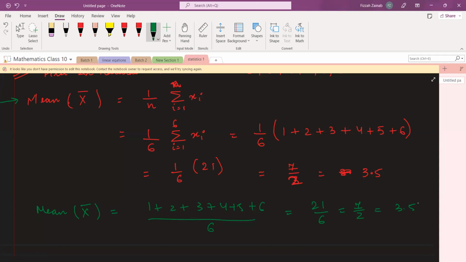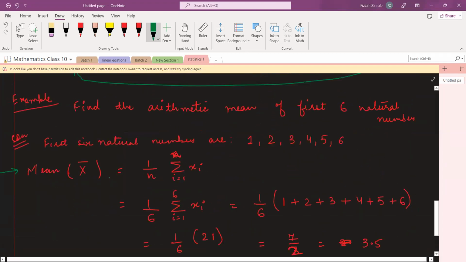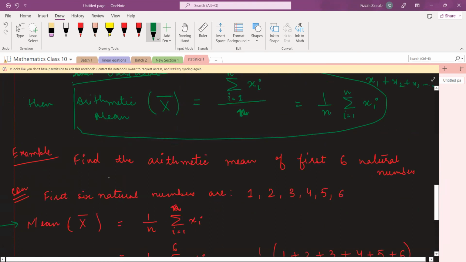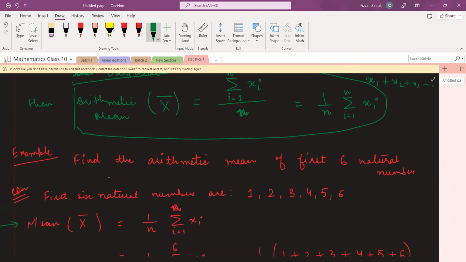Okay, now we come to the important part, arithmetic mean of grouped data. So ungrouped is simple. If you have 5 values, just divide by 5. 6 values, divide by 6. If you have 10 values, divide by 10. Just add them and divide by the same number.